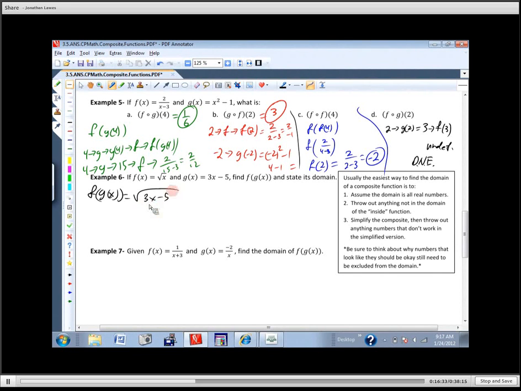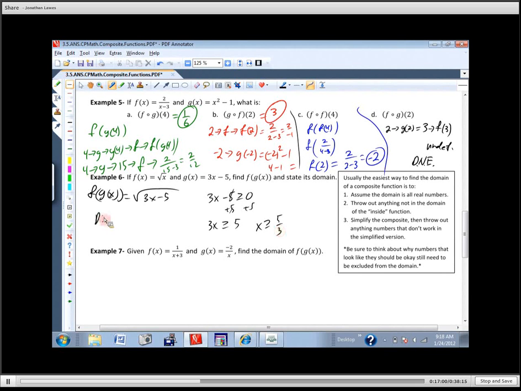Whatever this is, it better be, whoops, getting ahead of myself. It better be greater than or equal to 0, right? It's okay to take the square root of 0, but you can't take the square root of something that's negative. So we'll solve this. We'll add 5 to both sides. So we'll have 3x greater than or equal to 5. So we're going to have x greater than or equal to 5/3.